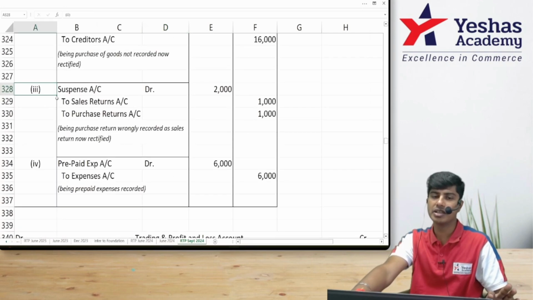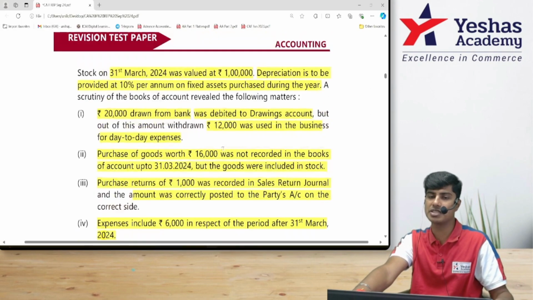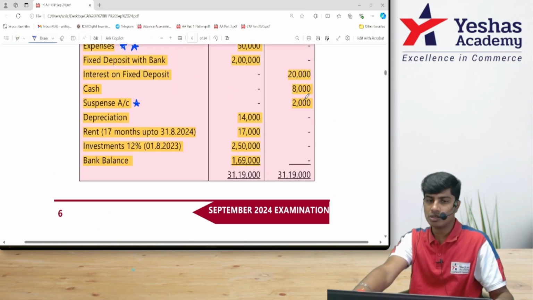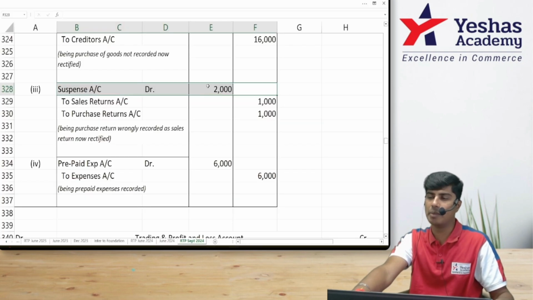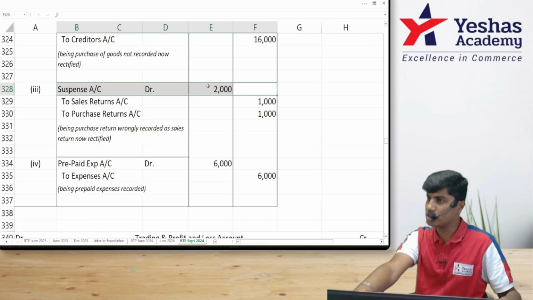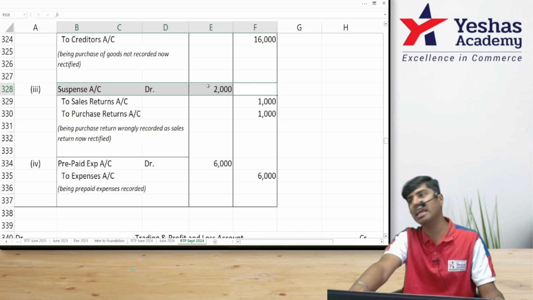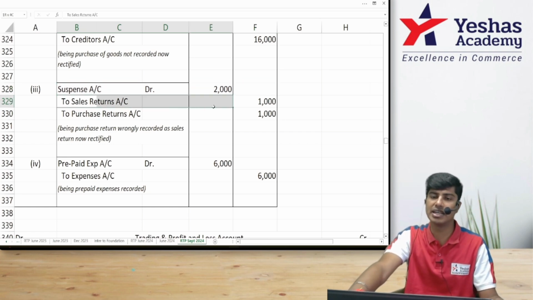What is the third adjustment? Suspense account debit 2,000. In the trial balance, suspense account is credit 2,000. Observe. Credit of 2,000 is there in suspense. Now I will debit it. Suspense will become 0. It will not appear anywhere. If it was still there as a debit balance, I would have written it as an asset in the balance sheet. If it was a credit balance, I would have written it as a liability in the balance sheet. Understood? What's after that? Sales return.